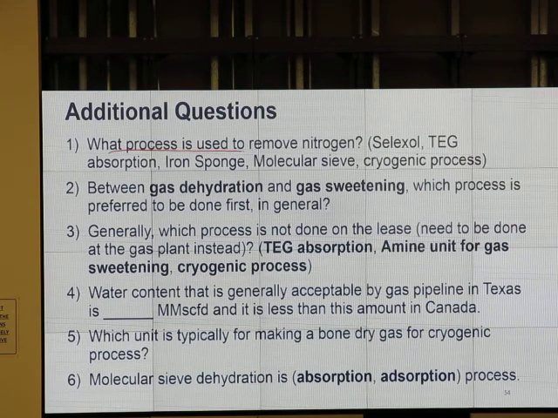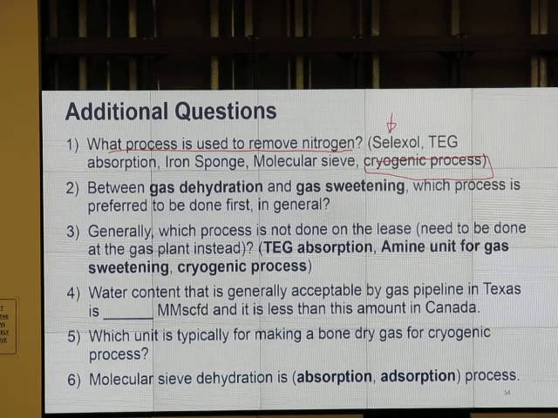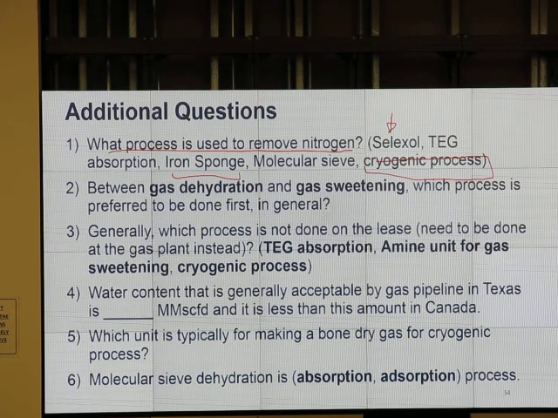What is the process used to remove nitrogen? We didn't cover it, but it's the cryogenic process. Because you know that TEG absorption removes water, iron sponge removes H2S, molecular sieve removes water, or some kind of acid. So it has to be the cryogenic process. Cryogenic process removes nitrogen. It makes it very cold and nitrogen comes out.